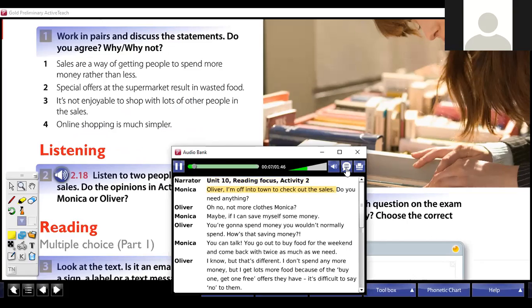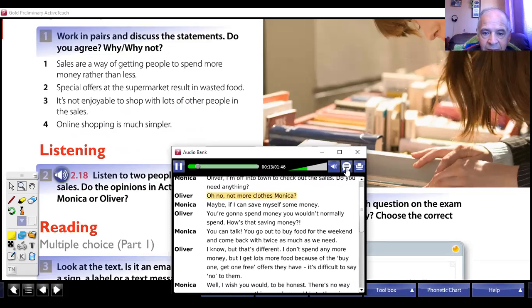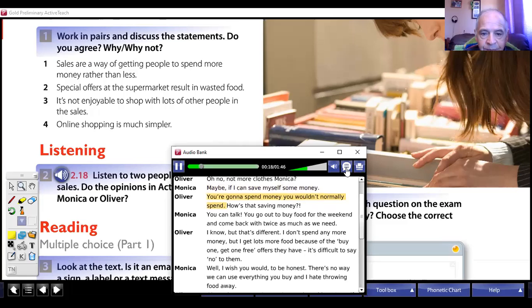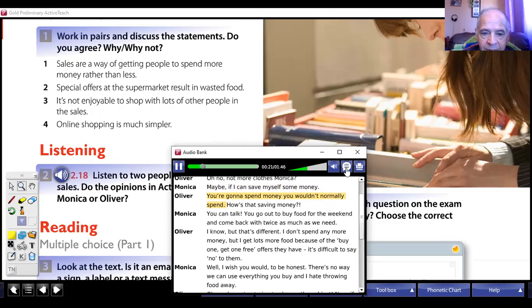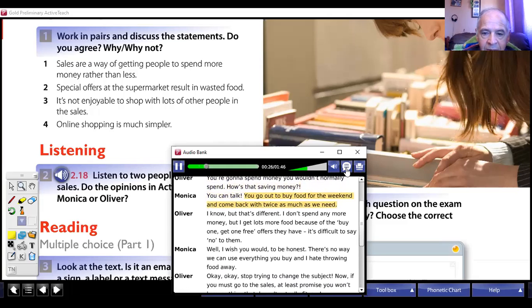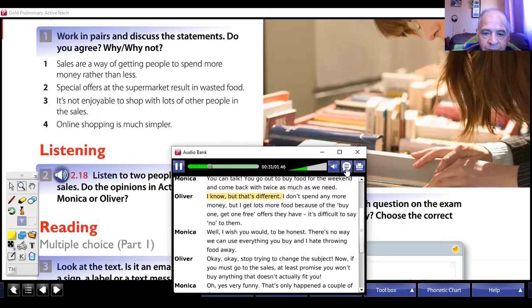Oliver, I'm off into town to check out the sales. Do you need anything? Oh no, not more clothes, Monica. Maybe, if I can save myself some money. You're gonna spend money you wouldn't normally spend. How's that saving money? You can talk. You go out to buy food for the weekend and come back with twice as much as we need. I know, but that's different. I don't spend any more money, but I get lots more food because of the buy one, get one free offers they have. It's difficult to say no to them.